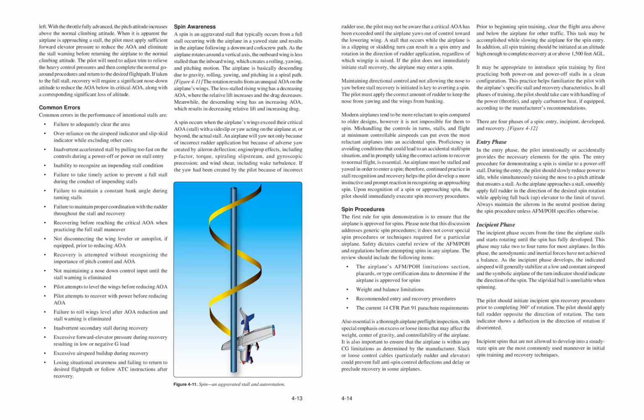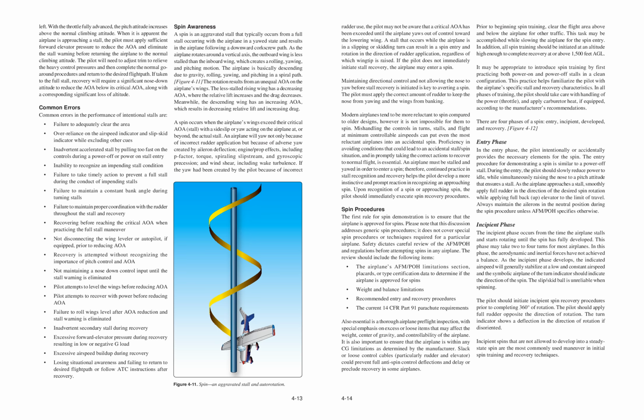Spin procedures. The first rule for spin demonstration is to ensure that the airplane is approved for spins. Please note that this discussion addresses generic spin procedures. It does not cover special spin procedures or techniques required for a particular airplane. Safety dictates careful review of the AFM/POH and regulations before attempting spins in any airplane. The review should include the following items: the airplane's AFM/POH limitations section, placards, or type certification data to determine if the airplane is approved for spins. Weight and balance limitations. Recommended entry and recovery procedures. The current 14 CFR Part 91 parachute requirements.